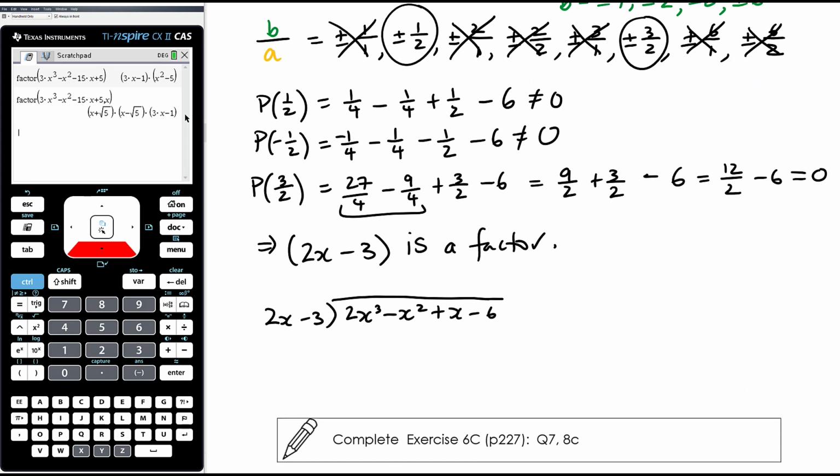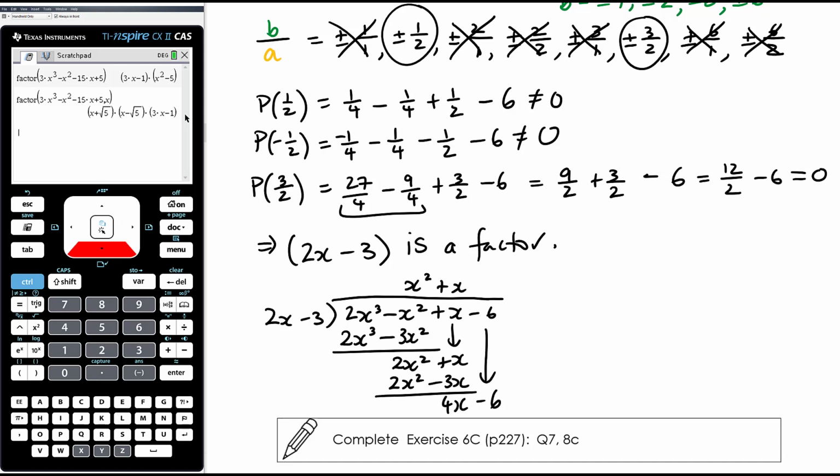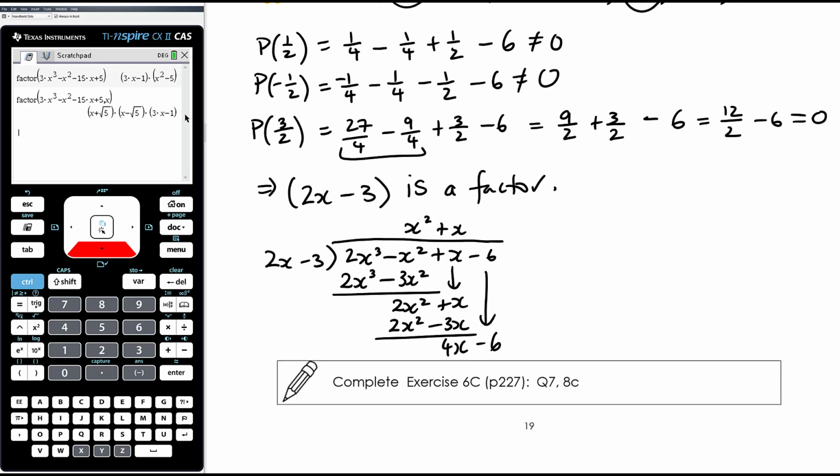Alright, what do we multiply 2x by to get 2x cubed? That's x squared. X squared times 2x minus 3 is 2x cubed minus 3x squared. And we can subtract: negative x squared minus negative 3x squared is negative x squared plus 3x squared, and so it's 2x squared. And bringing down our next term, what do we multiply 2x by to get 2x squared? That'll be x. X times 2x minus 3 is 2x squared minus 3x. Subtracting, x minus negative 3x is x plus 3x, so 4x, and minus 6. And finally, what do we have to multiply 2x by to get 4x? That will be 2. And so we get 4x minus 6, and that confirms the factor.